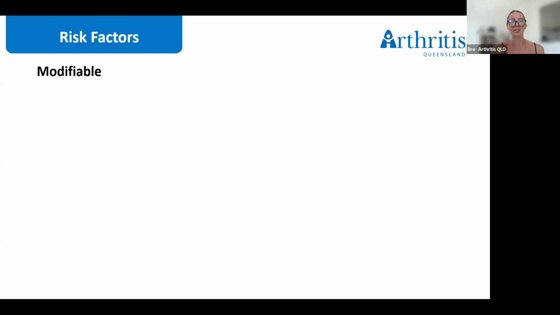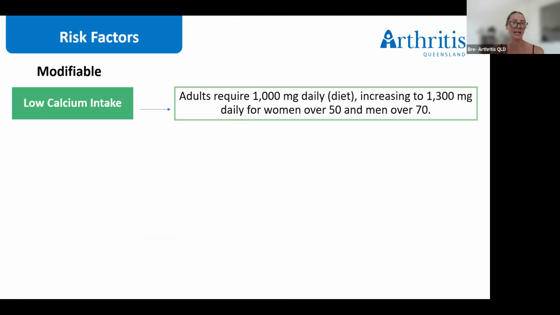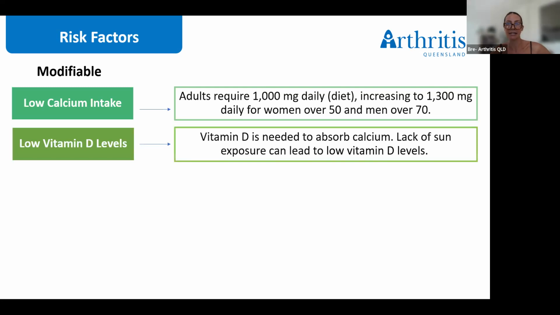So now we're going to touch on some of the modifiable risk factors. When I say modifiable, this means that these are risk factors that we can change. So the first risk factor that we can change is our low calcium intake. Adults require approximately 1,000 milligrams daily, and that's preferably through our diet. And this does increase to 1,300 milligrams daily for women over 50 years of age and men over 70 years of age.